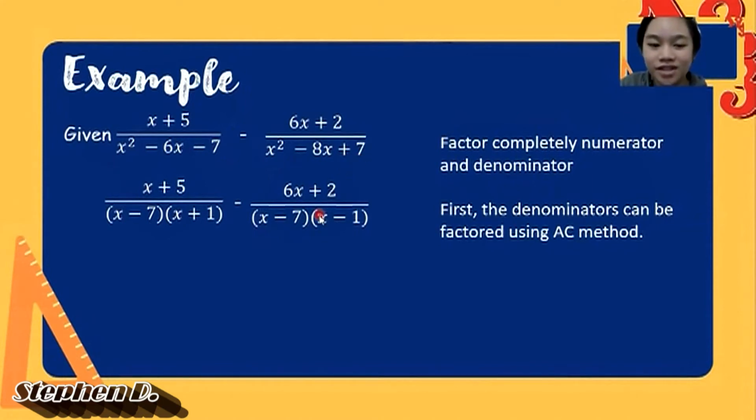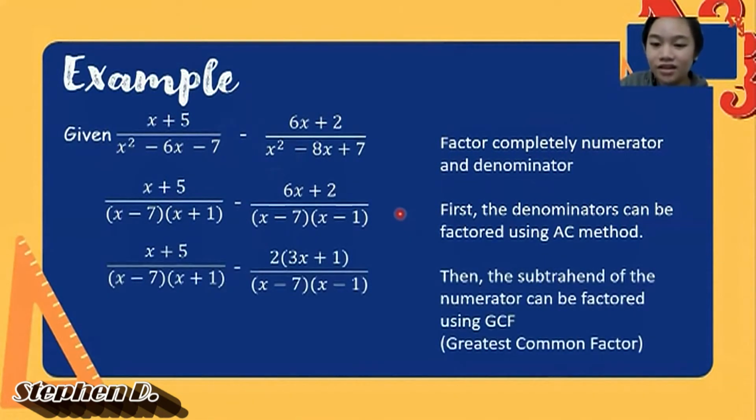Then when you add them, based again on the rules, if you have similar signs, just add them normally, then copy the sign. So 7 plus 1 gives you 8, then copy the negative sign. That's how you got negative 8x. Then the subtrahend of the numerator can be factored using GCF or greatest common factor. So here we have the 6x plus 2. They're both divisible by 2, so 6 divided by 2 is 3x, just copy the x, and then 2 divided by 2 is 1.